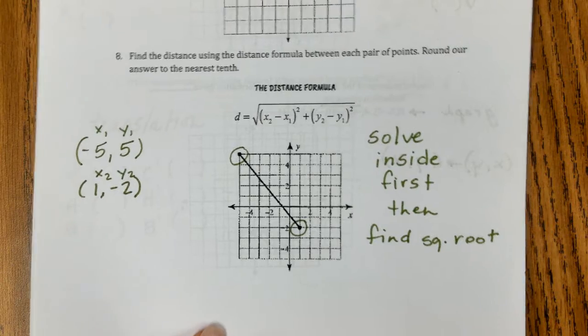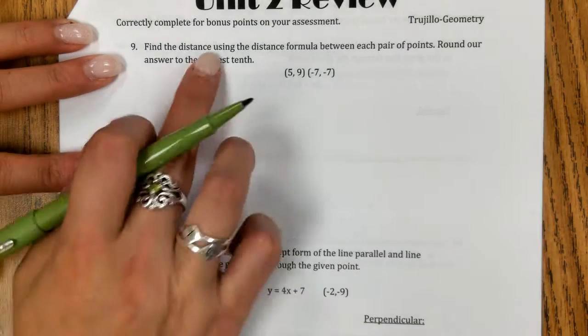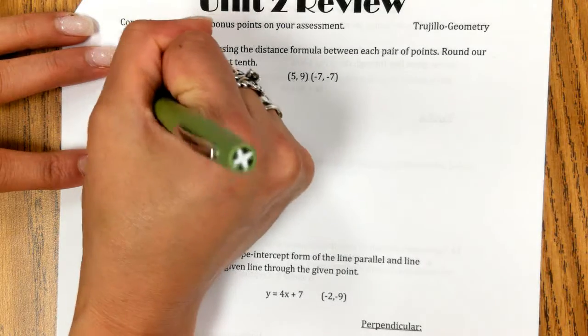Okay, moving on to number 9. Same thing. You're using the distance formula. So same as number 8.